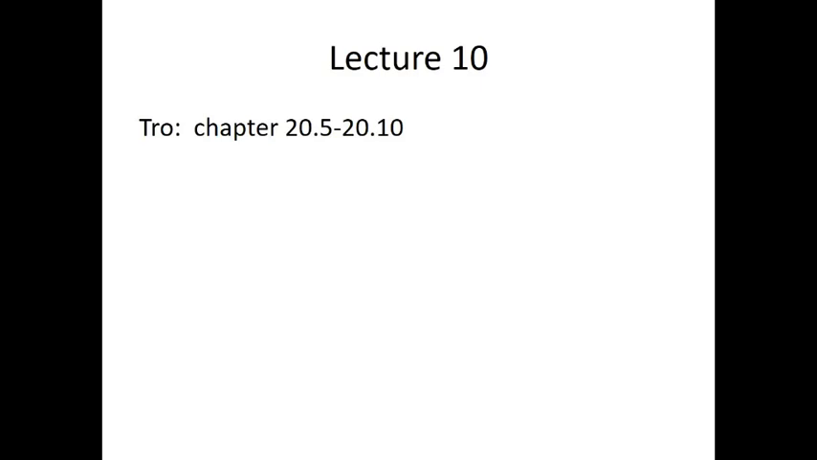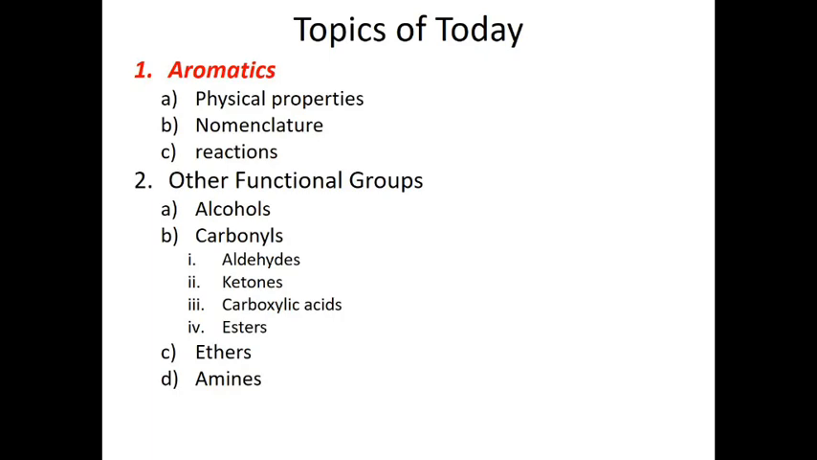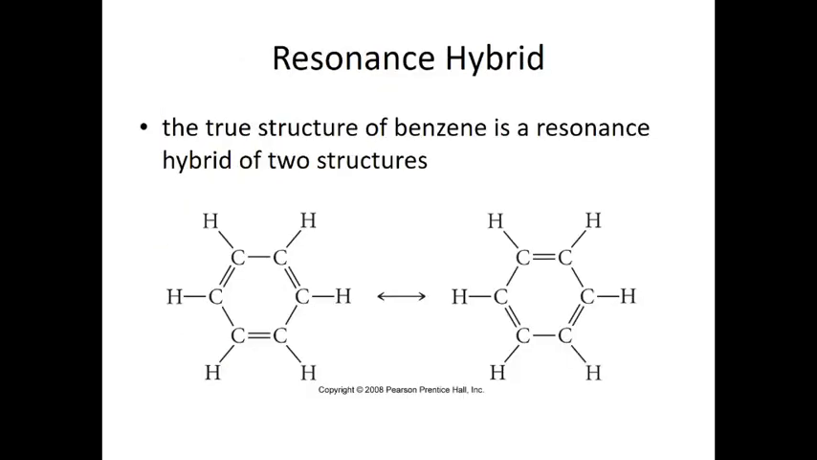Talk about some new things in chapter 20. More exciting stuff. We're going to talk about the aromatics today. Remember those? Well, the hydrocarbons we haven't talked about yet. We're going to talk about their physical properties, their nomenclature, and then their reactions. And this is going to be a model for us. Whenever we get a new functional group, we talk about these three things: physical properties, nomenclature, and reactions. So, we're going to do this for the aromatics, and then we're going to go more quickly through the other guys: alcohols, carbonyls, ethers, and amines. You'll get the idea as we go.